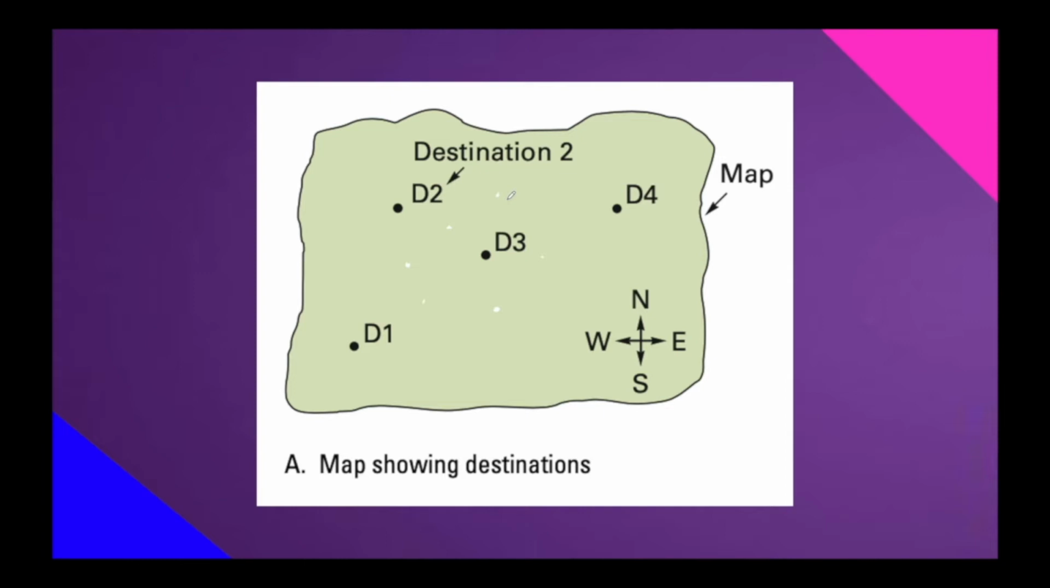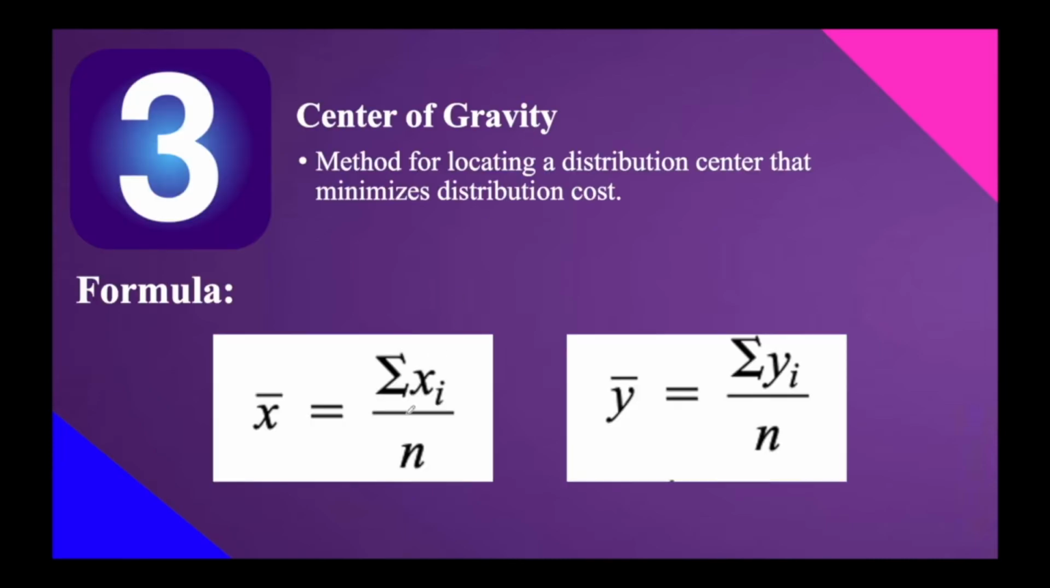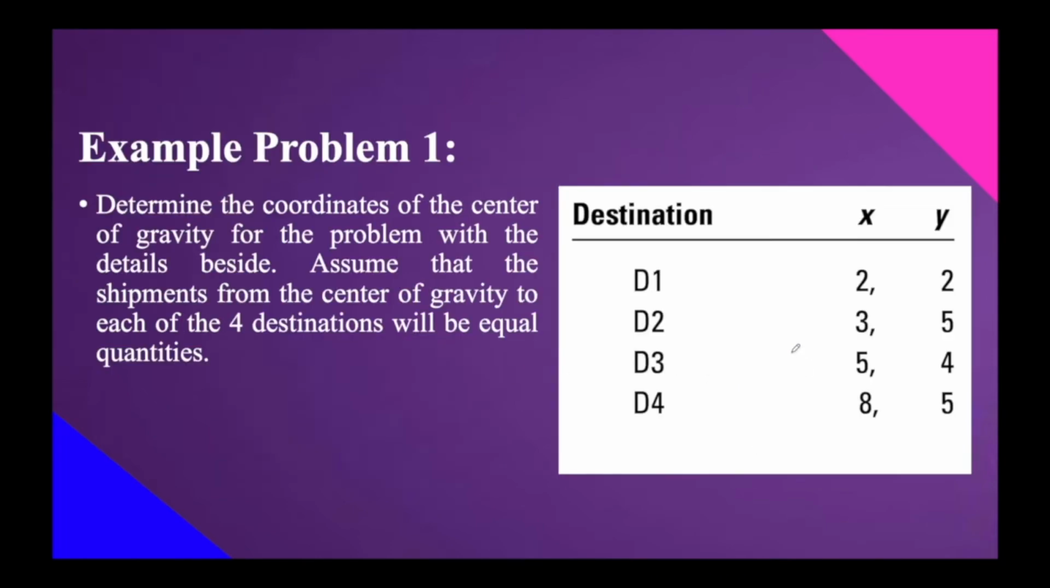Okay, so let's have our solution. Actually, that is just basic. Since our problem says so, we should first find the summation of x sub i and the summation of y sub i. And here are the coordinates. So we should sum these first. 2 + 3 + 5 + 8, this is equivalent to 18. And 2 + 5 + 4 + 5, this is equivalent to 16.